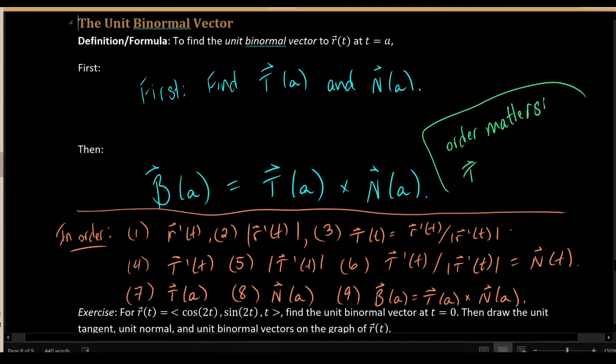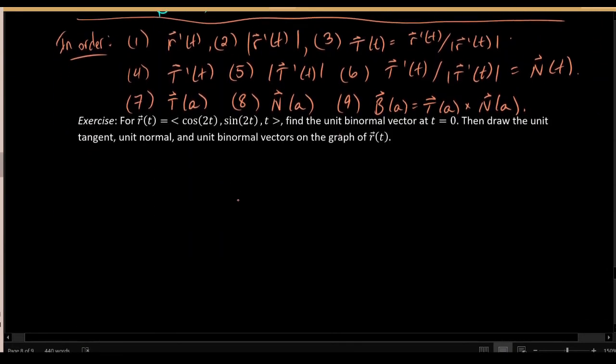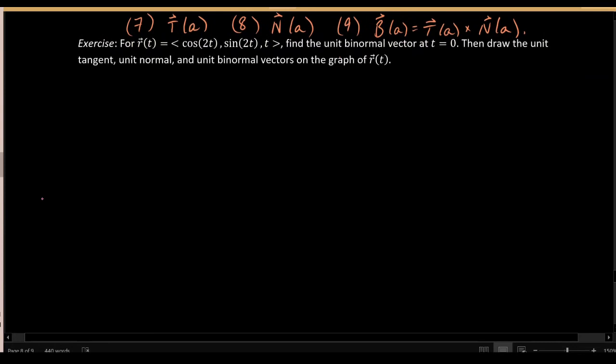Just as x comes before y, t comes before n. Not necessarily in the alphabet, but in terms of the order of this cross product. At last, to see how the unit binormal vector can be calculated in a particular example, let's go back to our helix-shaped friend cos 2t, sine 2t, and t, considering t equals 0.